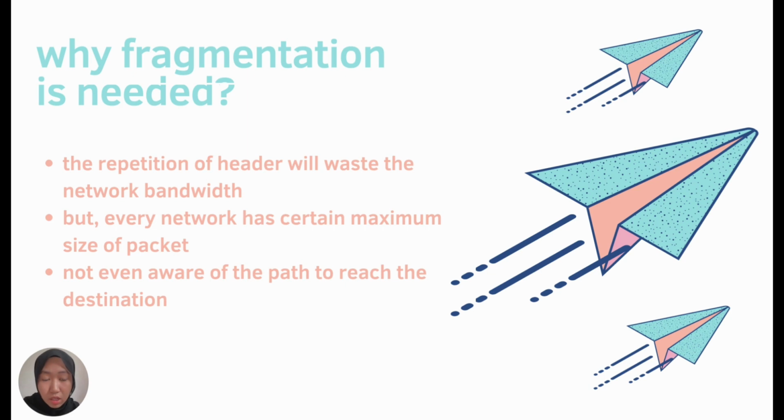But even so, every network has a certain limit over the maximum size of the packet it can forward. The source computer is not even aware of the path the packet will take to reach the destination, so it is unable to decide how small each fragmented datagram must be. The limit over the size of a packet has several reasons behind it.